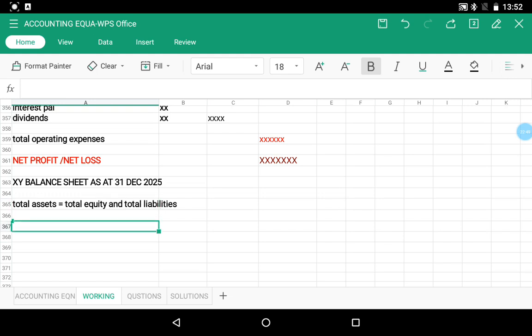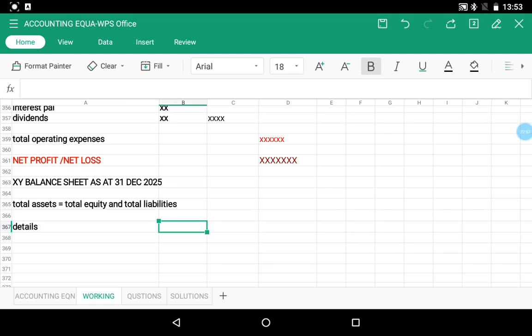As usual, here we have our details. Here we have amount, or shillings. If they give you shillings, you put shillings in brackets. If they give you zeros, you put zeros. If they give you dollars, you put dollars. But here we want to see how it looks.